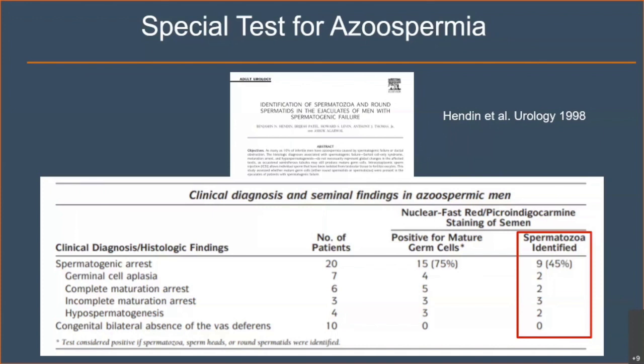And when these were compared with the histological or the clinical diagnosis, there was a good match of finding spermatozoa in 45% of the cells which did not show any sperm on the initial semen analysis. So this is a test that can be used in an andrology lab to identify and confirm azoospermia in the samples which do not show any sperm on a wet prep. Next slide, please.